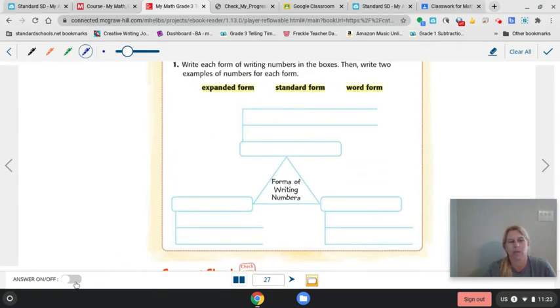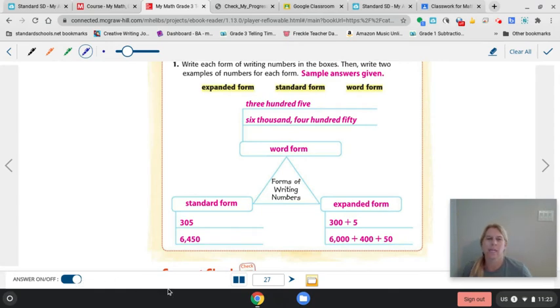So here's another example. They did a couple different examples. They did 305. Their standard form, writing it using the digits, is 305. Then the word form is writing it with words. And then the expanded form is 300 plus 5. Now remember, since there are no tens, you just don't even have that place.